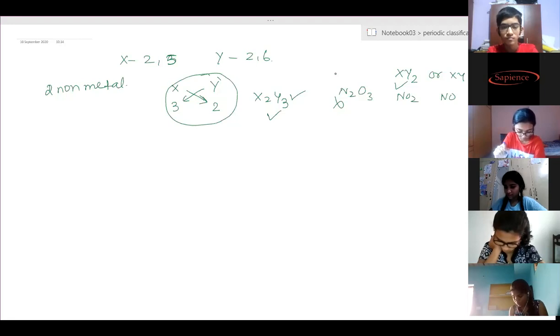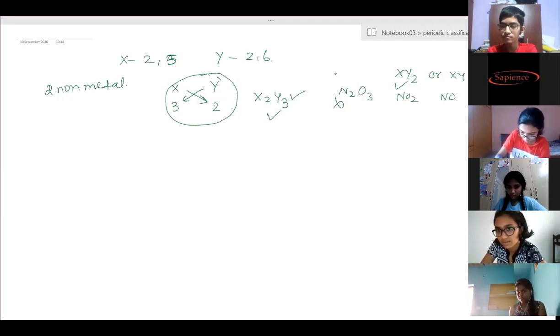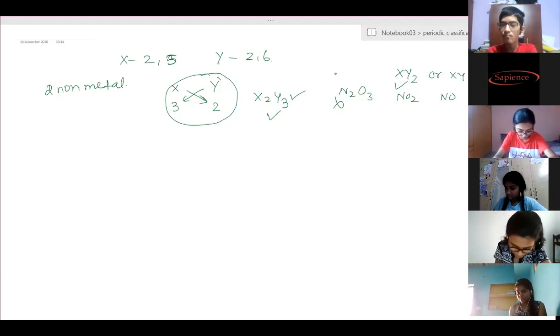So what is the proton number? 35 minus 18 is 17. So the number of protons is 17. That means the atomic number is 17. The 17th element is chlorine.